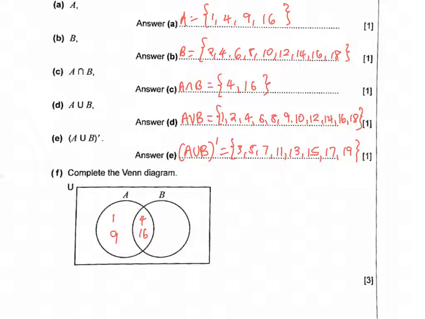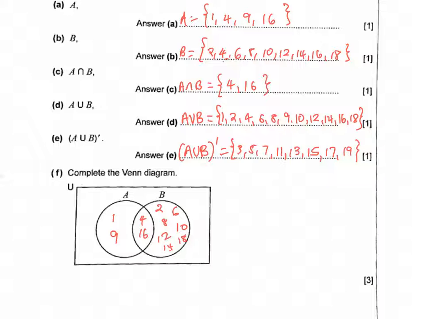Okay, then what do I put in B? B, we have 2, 4, all these numbers, but we can already see 4 and 16 are already in. What is left is what you put in B alone. So you have 2, 6, 8, 10, 12, 14, and 18. Remember the elements are 2, 4, 6, 8, 10, 12, 14, 16, and 18. Then they are complete.